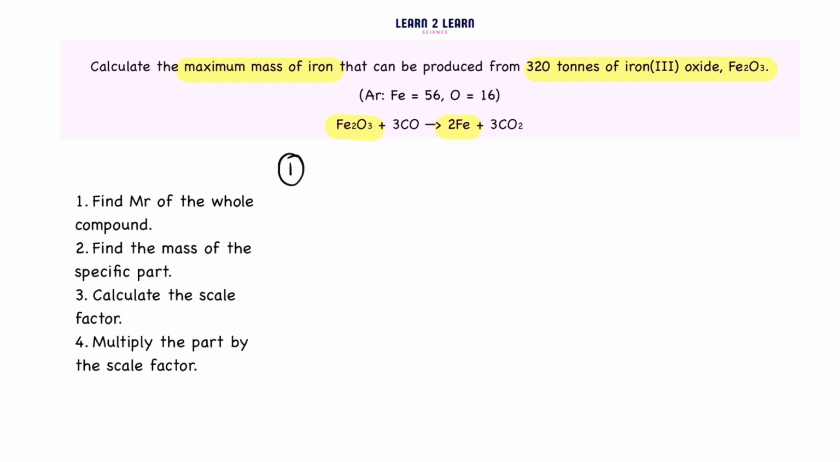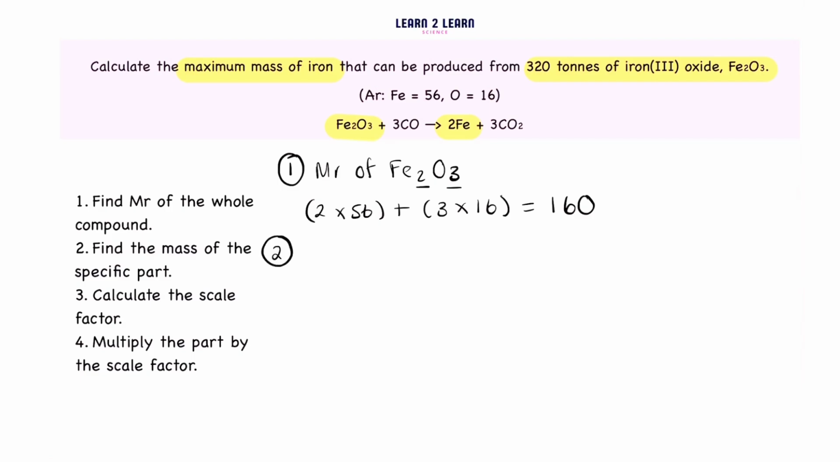Step 1 is find the MR of the whole compound that we are starting with. So we are starting with iron oxide. To work out the relative formula mass, we need to recognize that there are 2 atoms of iron. We are going to then do 2 times 56, which is our AR from the question, and there is 3 atoms of oxygen, so 3 times 16. Add those together and we get our MR of 160.